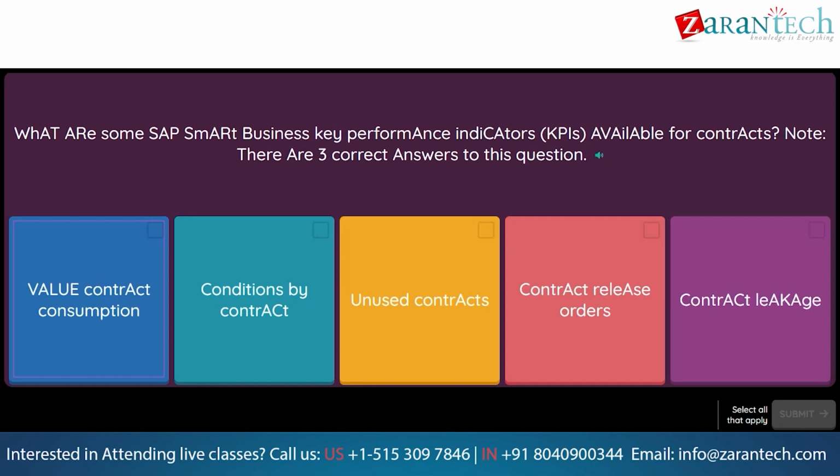Option 1 value contract consumption. Option 2 conditions by contract. Option 3 unused contracts. Option 4 contract release orders. Option 5 contract leakage.